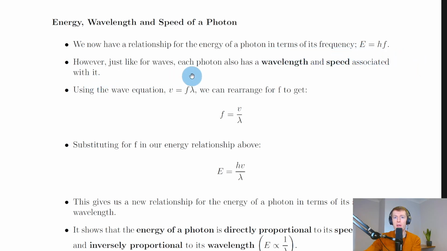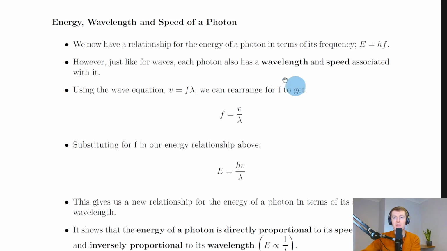However, just like for waves, each photon also has a wavelength and speed associated with it. Although a photon is like a particle of light, remember we're saying that particles can behave like waves and waves can behave like particles in this thing called wave-particle duality. So even though a photon is a particle, it can show wave-like behaviors, and therefore it can have a frequency, a wavelength, and a speed, just like a wave can.